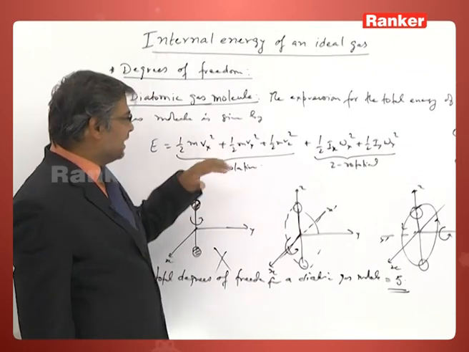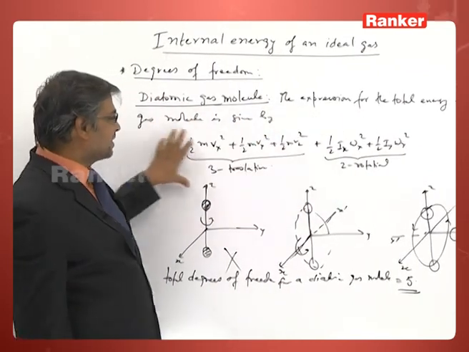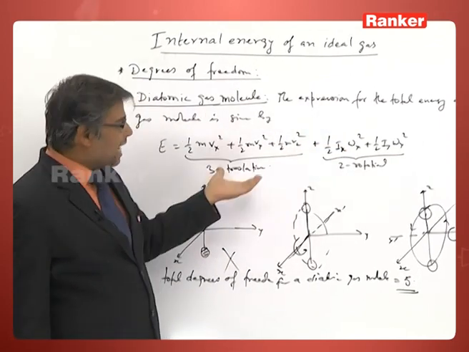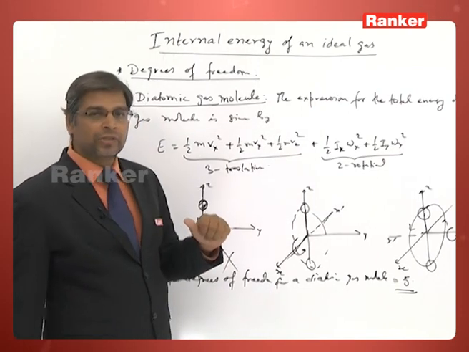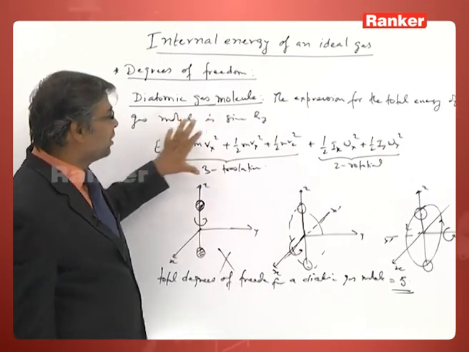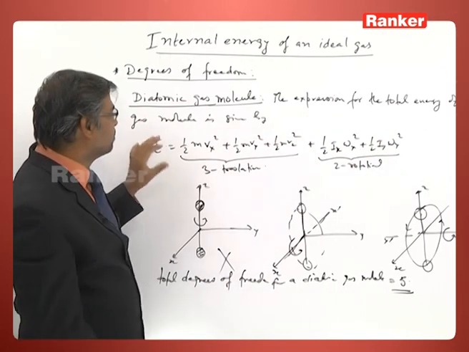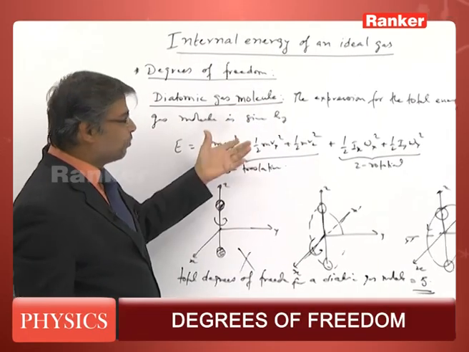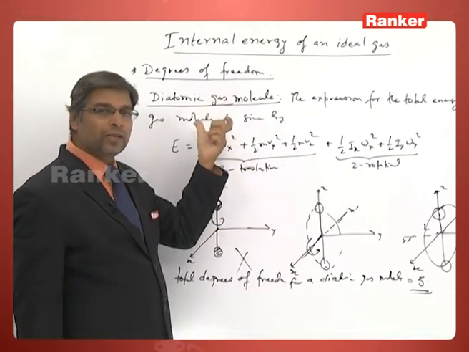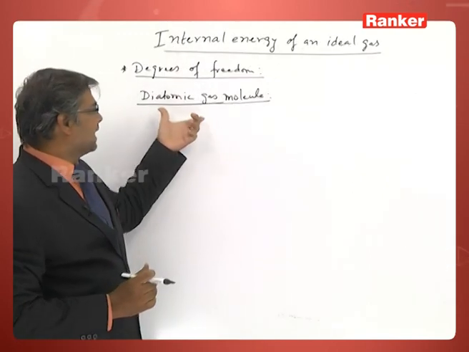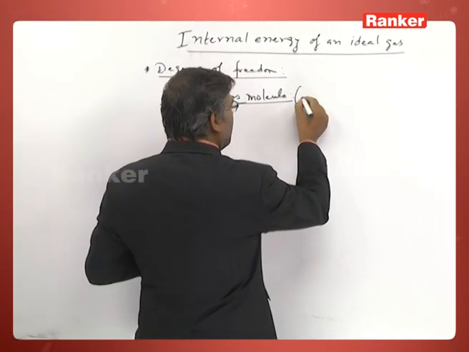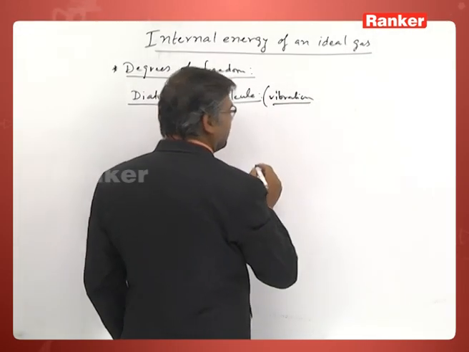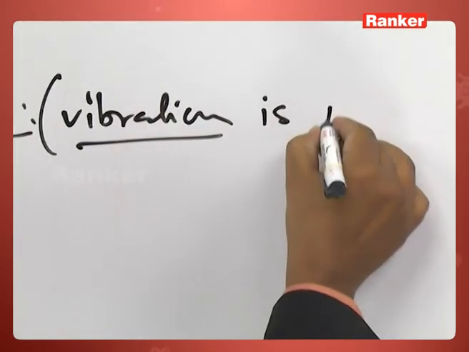Here it is assumed that this gas molecule is not having vibration. At higher temperatures, vibration has to be also accounted for, but at lower temperature vibration is not taken. So, this is the important point: this is the diatomic gas molecule without vibration, which means this will happen only at low temperatures. So, now a diatomic gas molecule, vibration type. So, vibration is included.